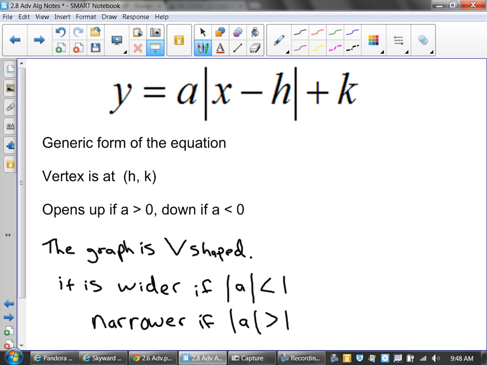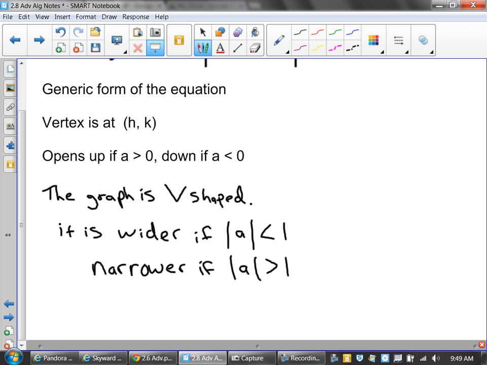The vertex, where the absolute value graph changes direction, is always at the ordered pair H and K. It opens up if A is positive. So if A is greater than 0, it opens up. If A is less than 0, it opens down. That's how you're able to have those absolute value graphs going up or down. I'll scroll that up some for you. Like I said, the graphs are always V-shaped.